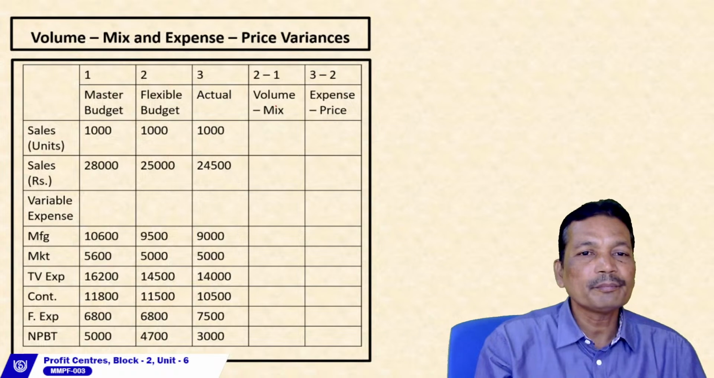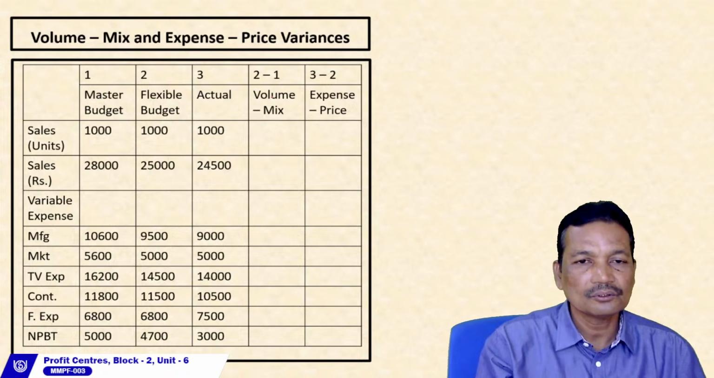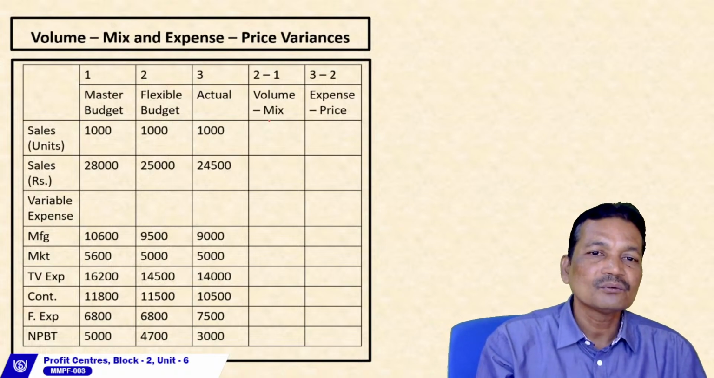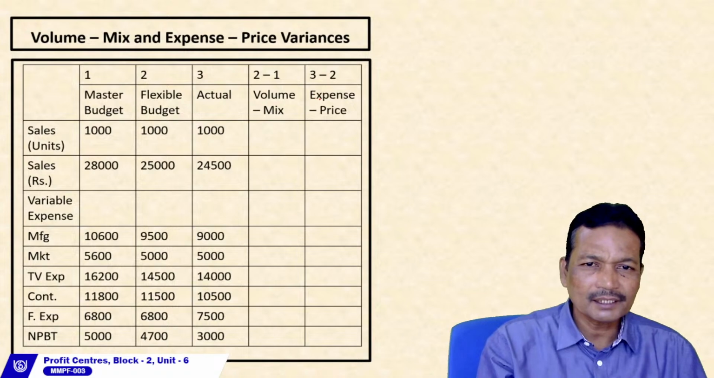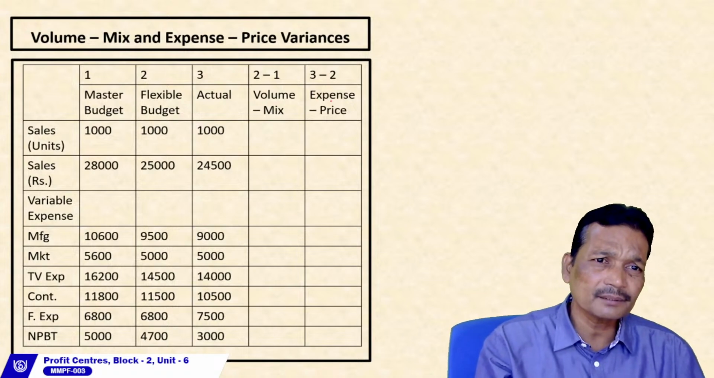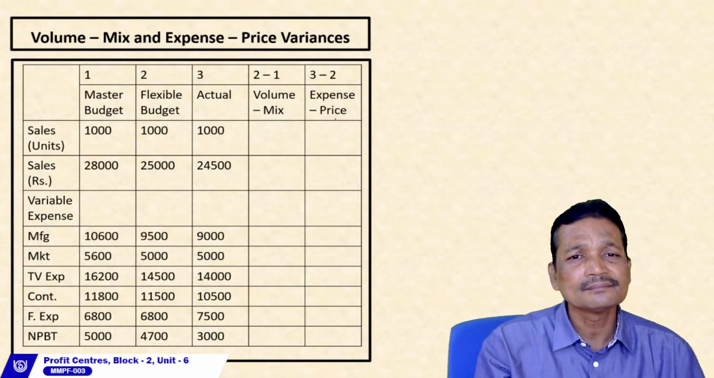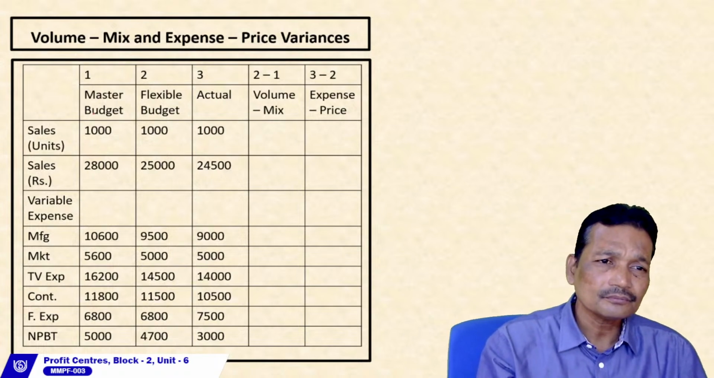So volume mix, that means the variance due to the volume or the change in volume will be calculated as 2 minus 1, flexible minus master. Similarly, the change in prices will be calculated as 3 minus 2.